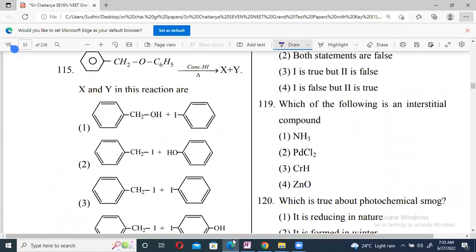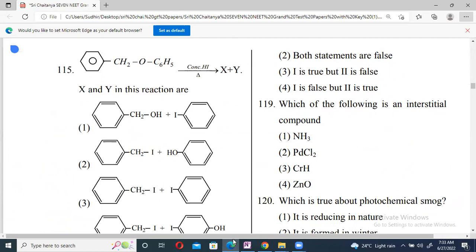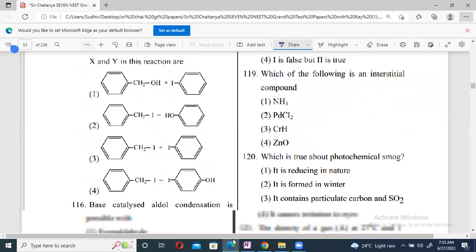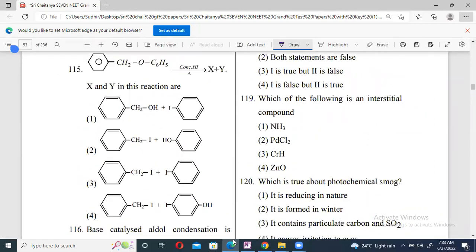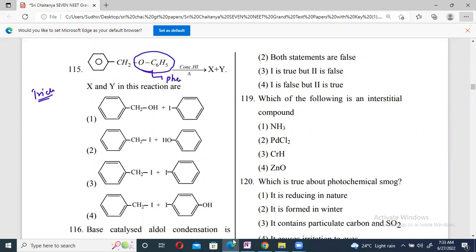115. But in this question, it is a kind of ether and we are adding conc HI. But there is one trick. In the ether, if we are having the phenyl with the O group, then it must be converted into phenol. It is a trick. Phenol means here, not here.